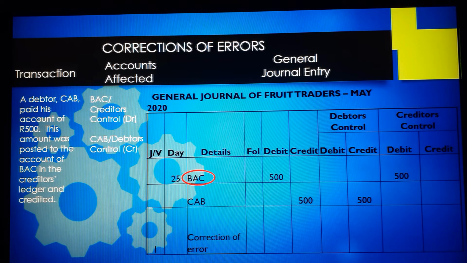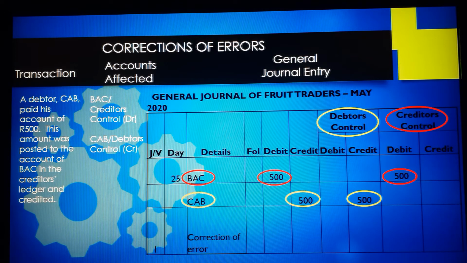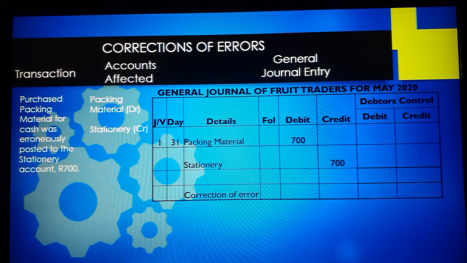So again, we start with the account we need to debit, which is BAC, with 500 Rand, and we need to show the effect in the creditor's control account, and therefore it is a debit. We then show the effect on CAB, which is our debtor, and it's a credit entry in our general journal, but the effect in debtor's control would also be a credit of 500 Rand, and we would provide our narration.